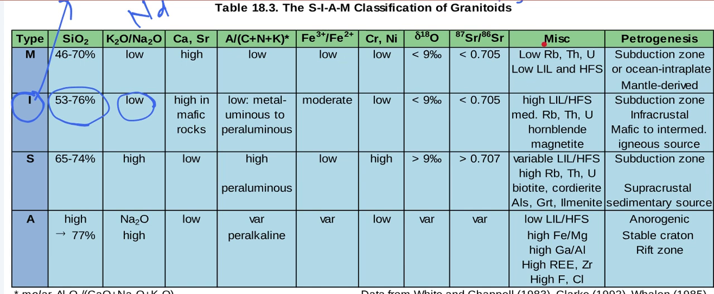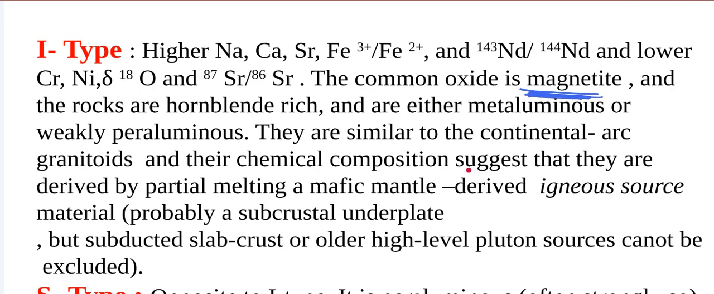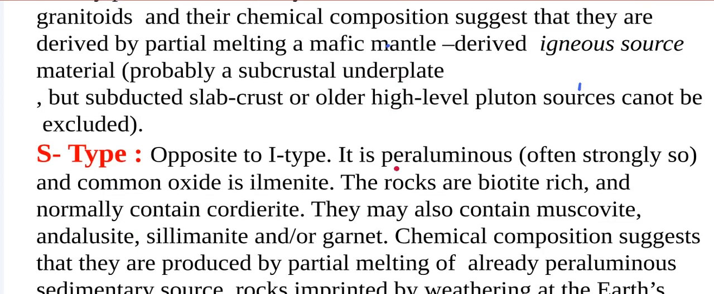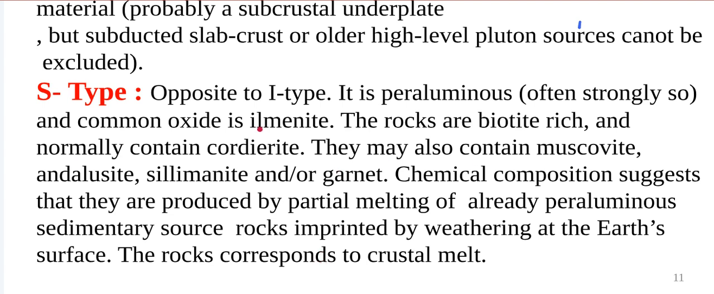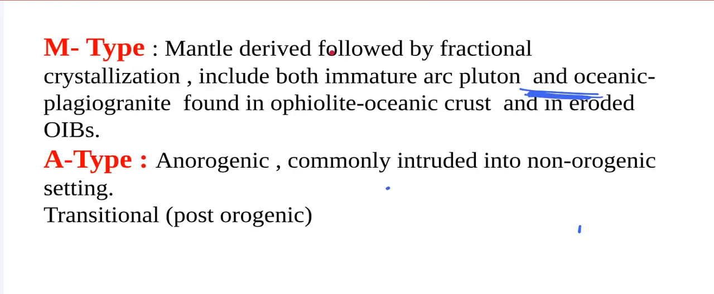And this HFSE content, it has low LIL, it has high LIL. Between M type and I type there is not much difference, but in M type there is 46 to 70% silica, relatively low silica, and this is maybe ilmenite bearing. Let me check. Okay, magnetite. S type is ilmenite bearing. About the M type, it is not actually written.